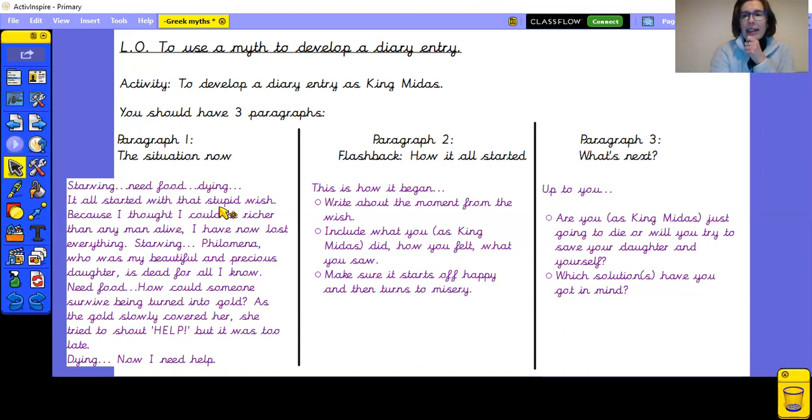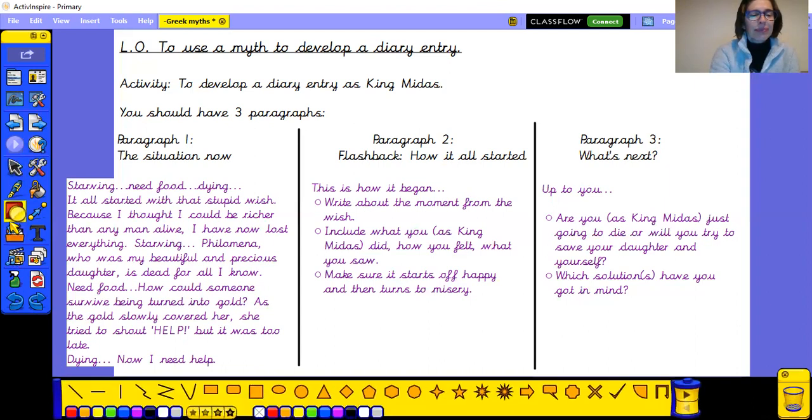Now, I remember that I had some grammar targets, so let's see what I managed to get. So, I'm taking my ruler. I have here, where is it? Philomena, who was my beautiful and precious daughter. So, "who was my beautiful and precious daughter" is a relative clause. But because it's in between commas, it's called an embedded relative clause. So I've got an embedded relative clause here.